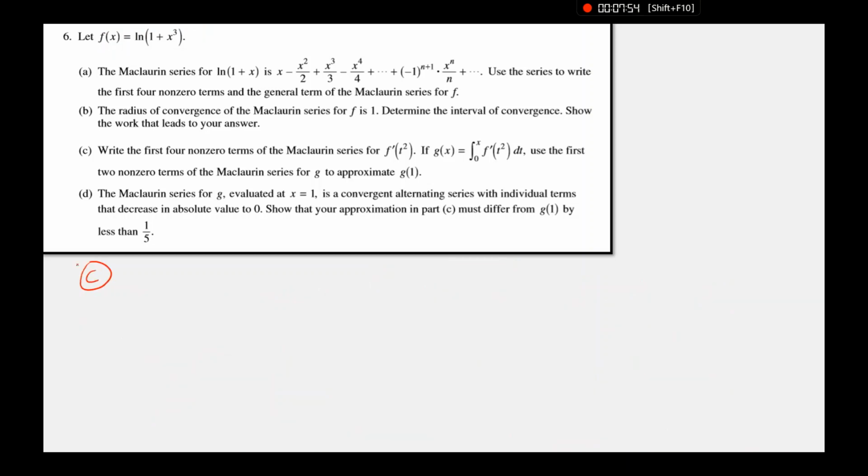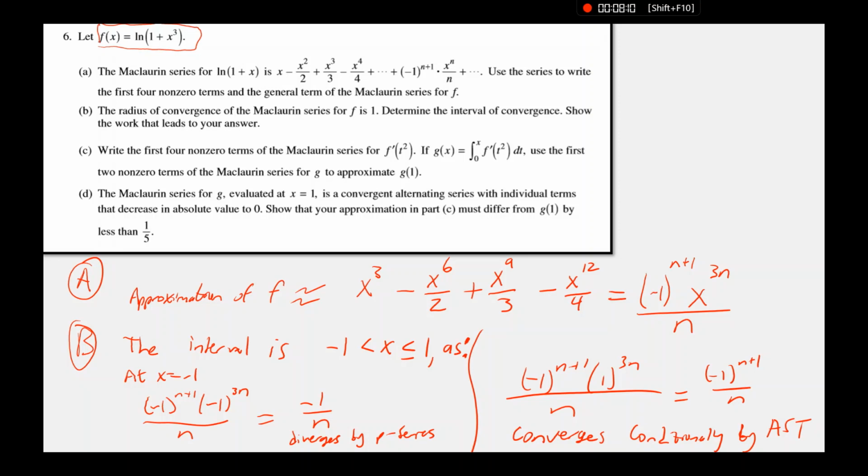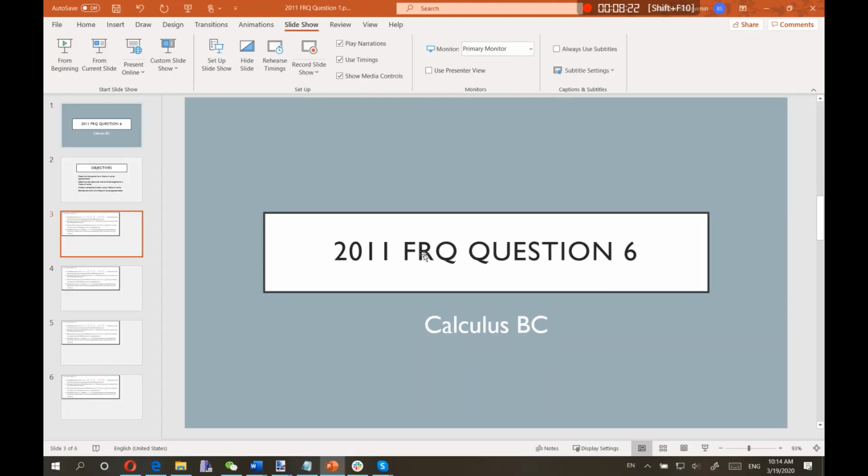Write the first 4 non-zero terms of f prime of t squared. And then if g of x is the integral of that, use the first 2 non-zero terms for g to estimate g of 1. So I'm going to grab our general form of f really quick. Actually, I'm going to cheat again and grab a screenshot, I think, and we'll paste that in.